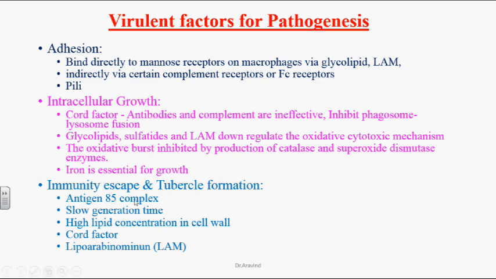This antigen 85 complex also helps this organism to form a tubercle by inhibiting the host cell immune function, and it helps in growth of this organism inside the macrophage, which can ultimately lead to tubercle formation, or nothing but a granuloma formation. And because of slow generation time, this organism will only slowly stimulate our immune system, which gives this organism time to replicate and to escape from the human immune system. High lipid concentration in the cell wall will have a lot of effects, we'll discuss in the next slide.